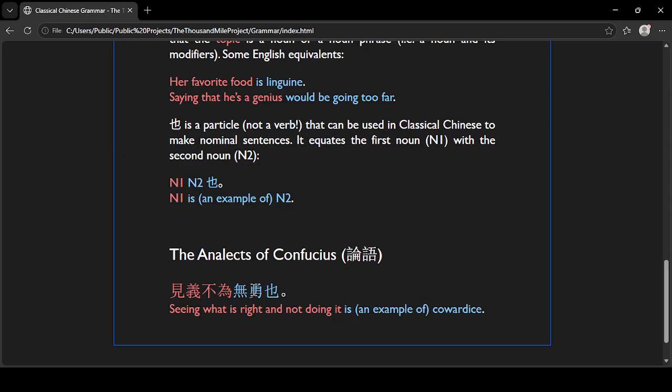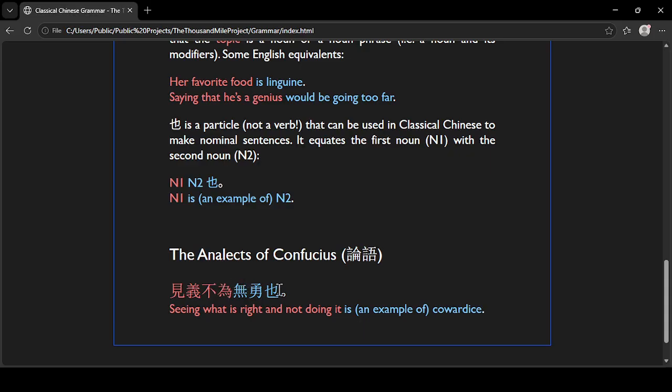So, going over what these characters mean, this one means see, this one means righteousness or righteous conduct. This is a grammatical character that negates a following verb. So it's saying not this. This is a character that means to be, to act as, to behave like. I mentioned earlier that there's a copula in classical Chinese. This is the copula. That's one of its functions anyway.